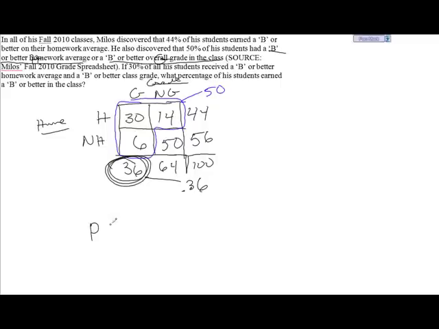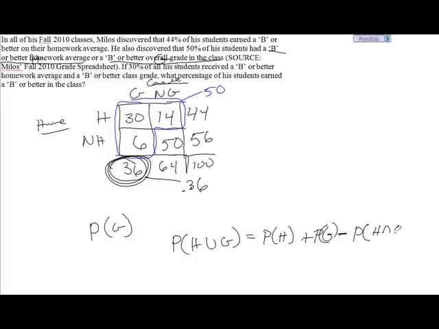So our question was, what's the probability that you get a B or better as a class grade? Well, immediately, there's not really a formula that we have for this. However, we do have formulas that incorporate the probability of G. What formula might that be? Well, check this out. If we did the probability of H or G, so the probability that you get a B or better on homework, or the probability that you get a B or better as a class grade, well, we know that that's the probability of H plus the probability of G. Oh, there it is. That's the value that we want to search for, minus the probability of H and G.